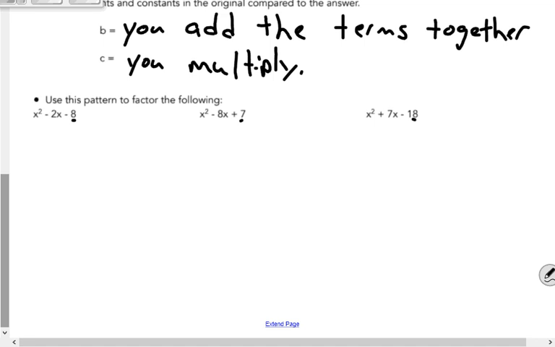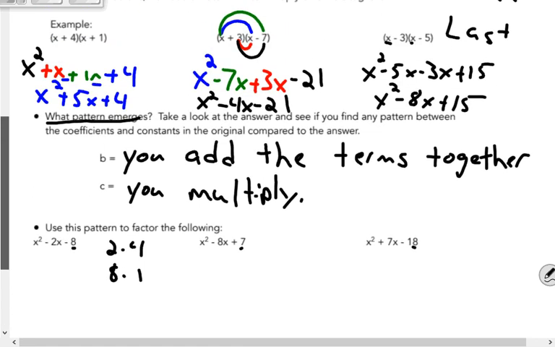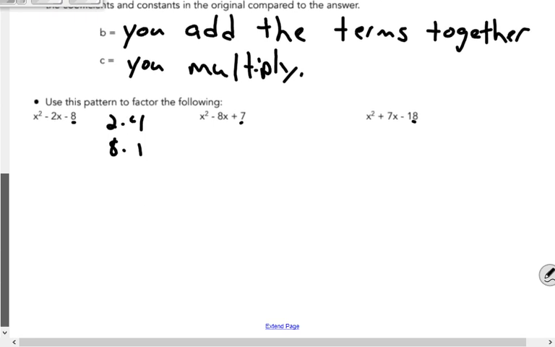2 times 4. Great. Or 2 times 2 times 2. Only look for 2 numbers though. 1 times 8, right? Because remember, we're working with just 2 numbers here. Now, is there any way we can add up 8 and 1 to give me 2? No. Can we add up 2 and 4 to give me -2?